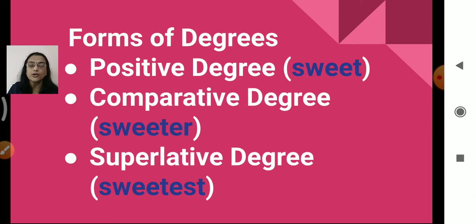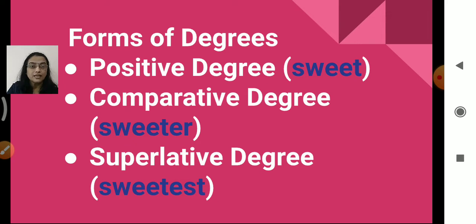So what is the positive degree here? Sweet. Sweet is the main adjective. When there is equality, no comparison is done, we use the word sweet. It's the positive degree. But if there is a comparison between 2, then we use the comparative degree. So sweet will become sweeter. And when there is comparison between more than 2 things or 2 nouns, we'll use the superlative degree. That is sweetest here. Sweet, sweeter, sweetest.